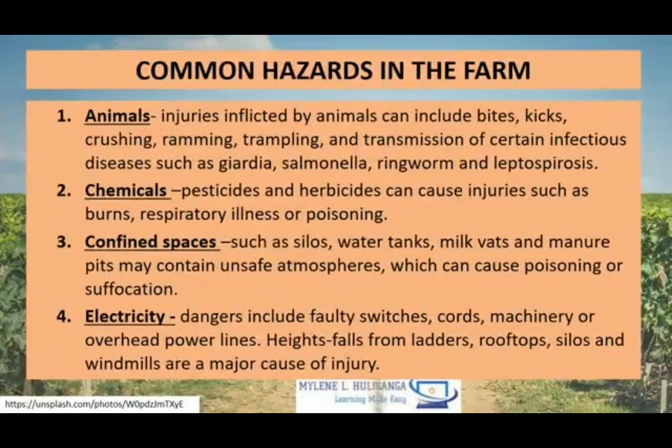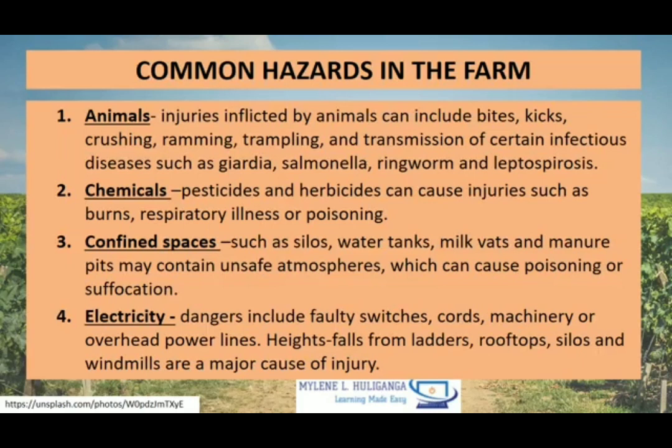Common hazards in the farm. Number 1, animals. Injuries inflicted by animals can include bites, kicks, crushing, ramming, trampling, and transmission of certain infectious diseases such as Chlamydia, Salmonella, ringworm, and leptospirosis. Number 2, chemicals. Pesticides and herbicides can cause injuries such as burns, respiratory illness, or poisoning.